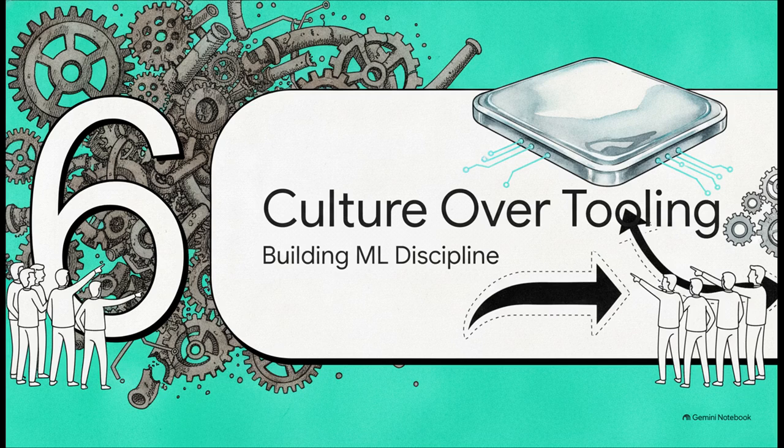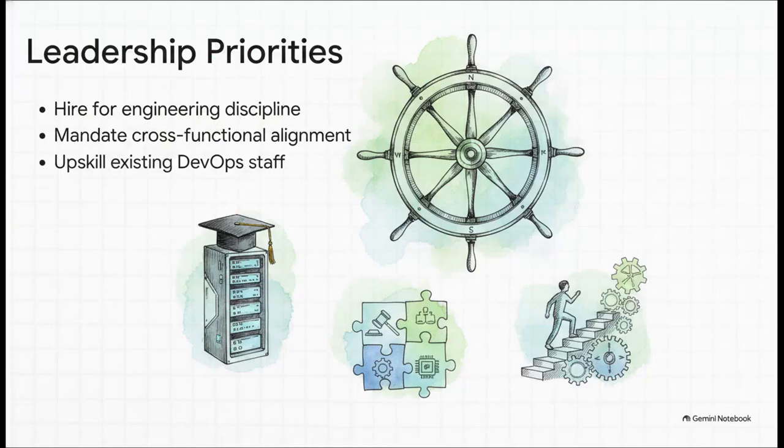Finally, Section 6, Culture over Tooling in Building Organizational Discipline. We'll wrap up the 10-part series by looking at the human element, because scaling successfully demands a massive shift in priorities. We'll discuss why IT leadership needs to hire for engineering discipline, mandate cross-functional alignment across IT, legal, and business, and really focus on upskilling existing DevOps staff into MLOps roles so you have operational rigor from day one.